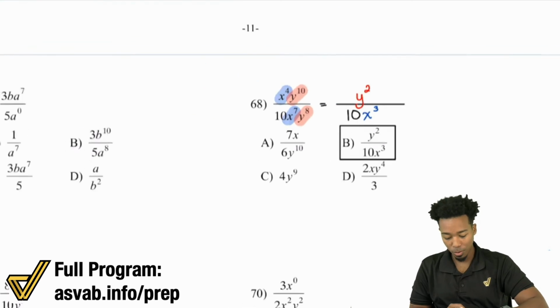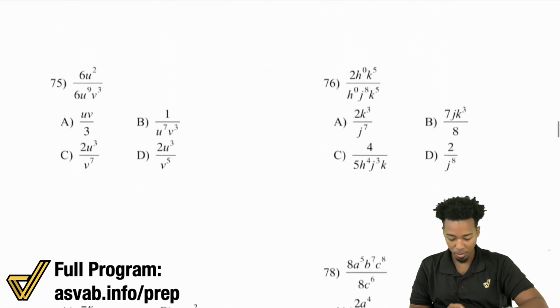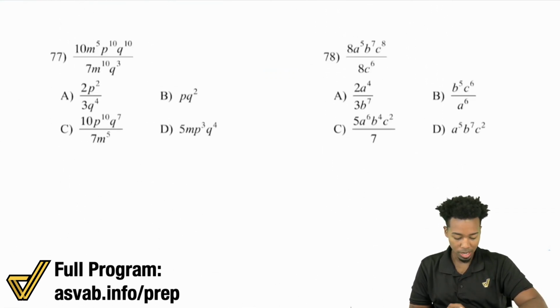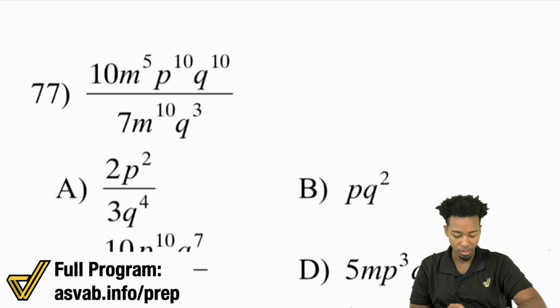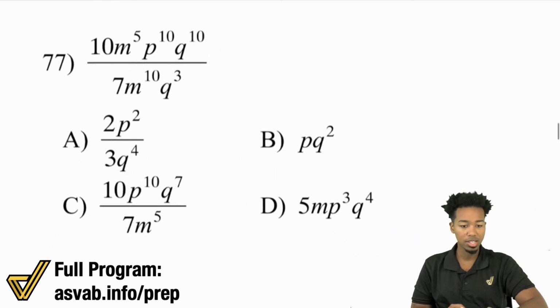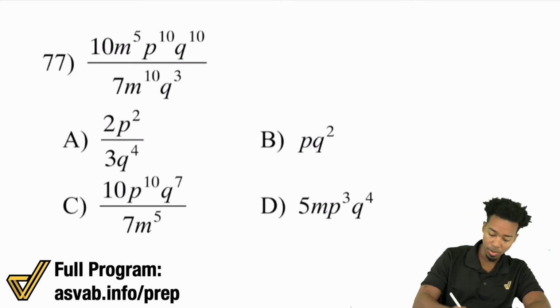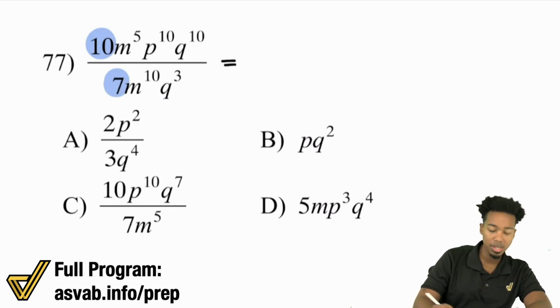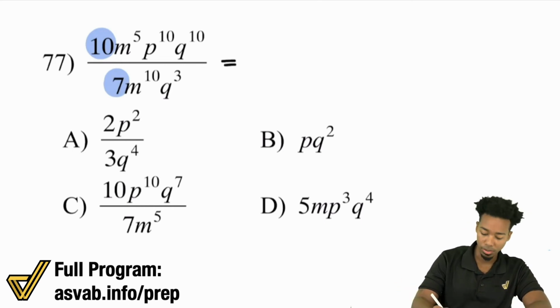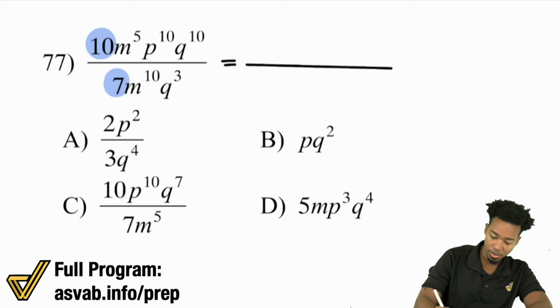So now let's get into some more difficult ones here. Let's get into some more annoying problems. Let's check out number, let's say 77, where we have more variables here. Number 77, let's check this one out. So just like the prior problem, we see that we have a regular number up top and on bottom. And so we leave that the same because 10 and 7 don't share any common factors. So we'll go ahead and leave that as is. 10 up top, 7 on bottom.